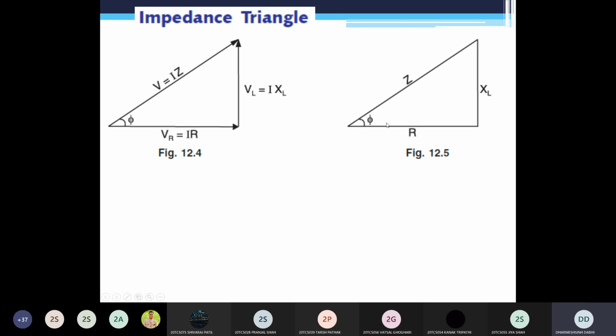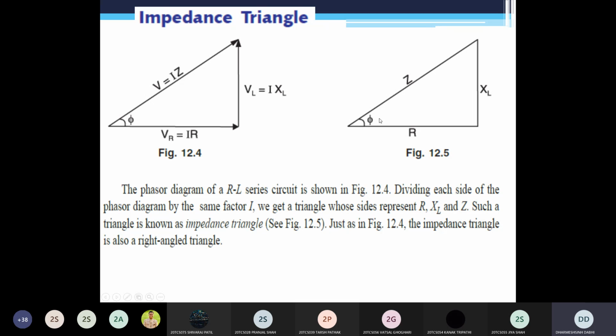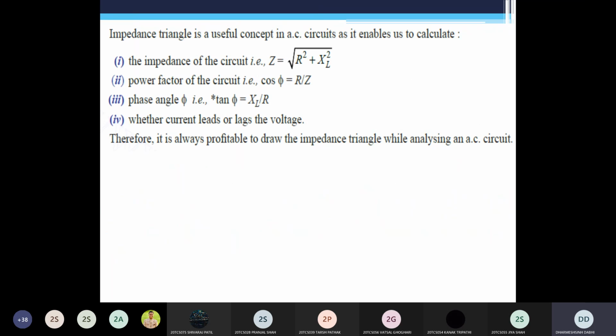So if you remove this I, your right-angle triangle becomes an impedance triangle, because only impedances are present on the axes. You can see that on the x-axis there is R and on the y-axis there is XL. The summation of these gives the impedance Z. So that is called the impedance triangle of this series RL circuit. Clear? So from the phasor diagram of the series RL circuit, you can make this impedance triangle, a right-angle triangle. Clear?